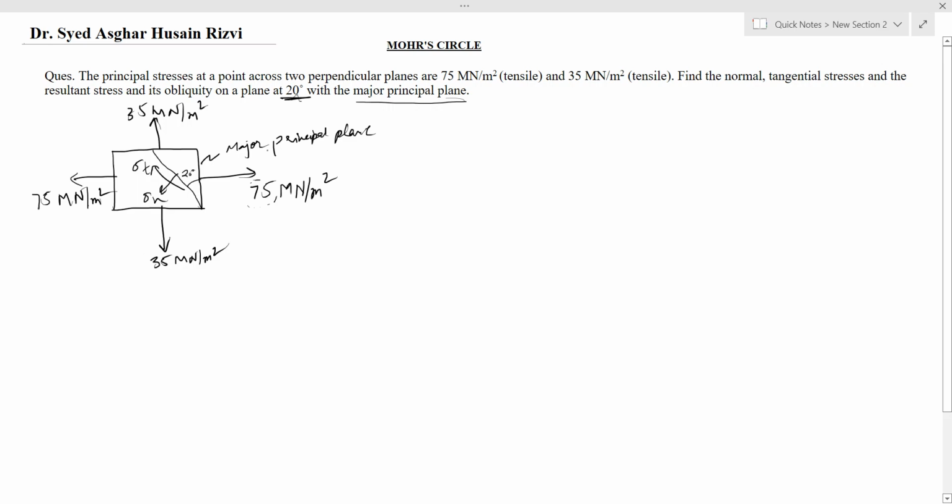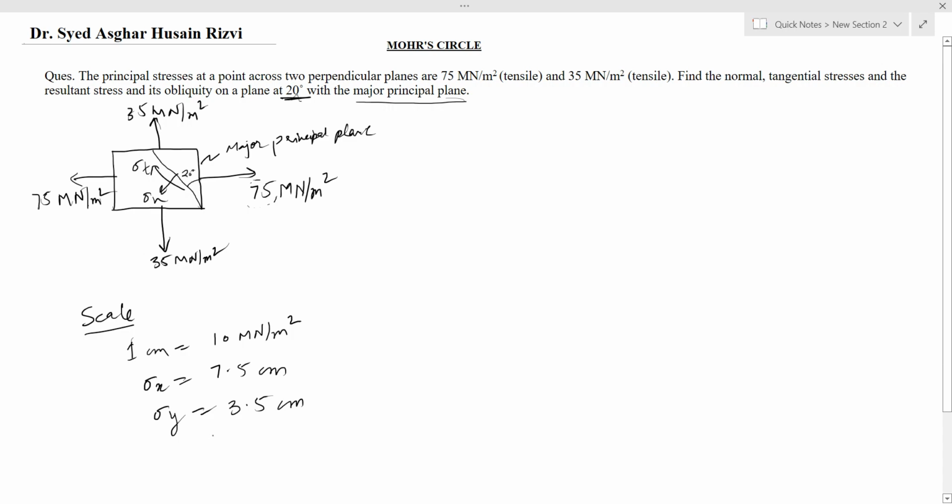For this we will first assume the scale. We'll do the scaling. Here we are doing it with the digitizing pad. On copy you will use scale and protractor and compass to draw the Mohr circle. First of all we will assume our scale and let 1 centimeter equal 10 meganewton per meter square. Therefore, sigma x, stress along x-axis, is 75 meganewton, so it will be 7.5 centimeter, and sigma y will be equal to 3.5 centimeter, as it is 35 meganewton per meter square.